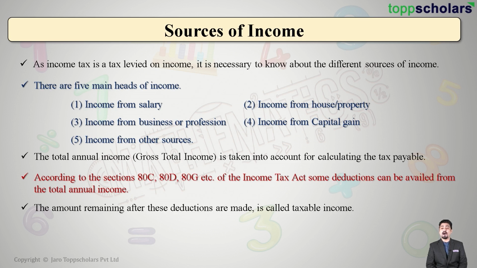Right, students? The amount remaining after the deductions are made is called, yes, taxable income. Understood? What is income? What are the different sources? All the sources taken together gives us our total annual income. From this total annual income, we may invest in certain schemes and under section 80C, 80D, 80G, etc. of the Income Tax Act, we can avail certain deductions.